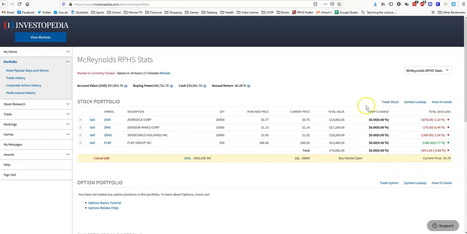This one is just for today. Now, if you just bought it that same day, these are going to be the same, right? Today's change and the total gain loss. But this one, I'm going to sell this for $180 to make $180 in profit. So I'm going to sell the Senseonics. So I'll click sell.